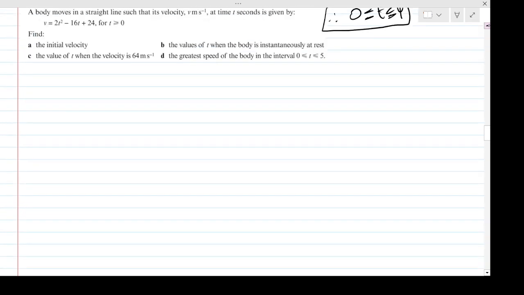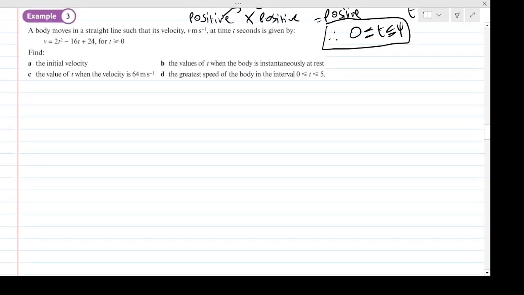Okay, so we've got this question here. We're told a body moves in a straight line such that its velocity at t seconds is given by v = 2t² − 16t + 24, and t obviously has to be greater than or equal to 0. It's positive. So for part A, find the initial velocity.